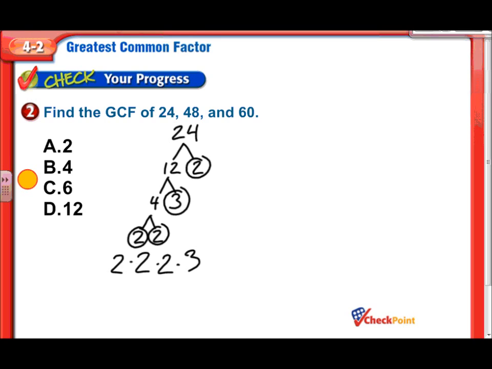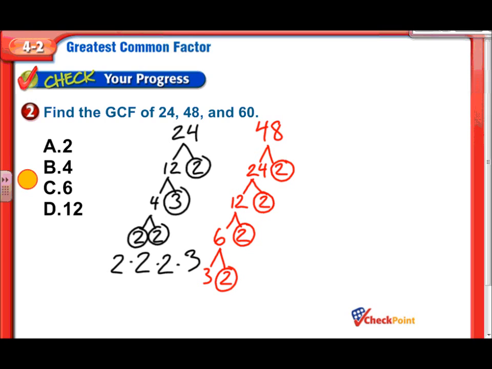Okay, now we switch up the colors, and 48. Let's see, how about 24 times 2? And then 24 could be 12 times 2. And 12 could be 6 times 2. And 6 could be 3 times 2. There we go. We're finally finished. So the prime factorization of 48 is 2 times 2 times 2 times 2 times 3.